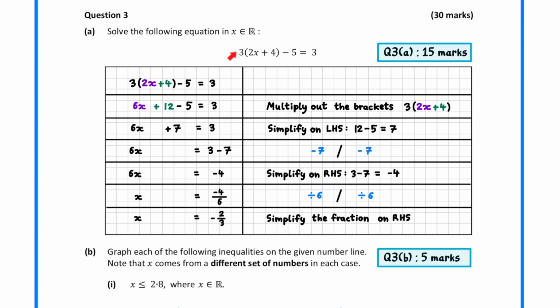In 3a, we must solve an equation for x. First, we multiply out the brackets. 3 times 2x is 6x, and 3 times 4 is 12. Next, we can simplify the 12 minus 5 to 7. Then, we subtract 7 from both sides, simplify the right-hand side, divide both sides by 6, and simplify the fraction on the right-hand side.